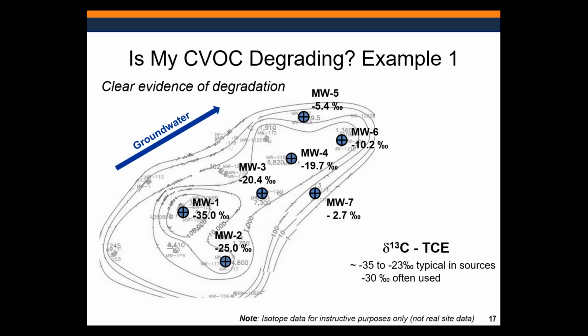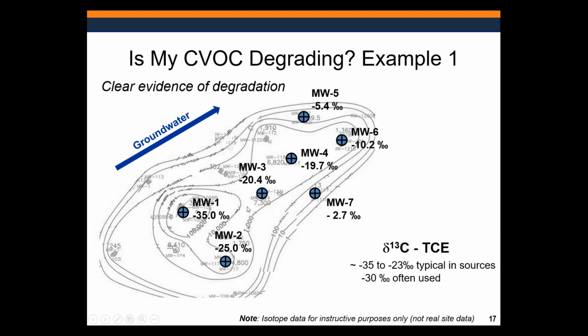And here's a nice example of that. Here's a site. Basically, we have a couple of monitoring wells with really high concentrations. Maybe these are NAPLs. And you can see there's about a 10 per mil difference between these two wells. So maybe you'd say, could this be two different sources? That's certainly possible. But at a minimum, we say, okay, we know our starting C13 value was probably on the order of -23 to -35 per mil. We'll say -30 just as an average.